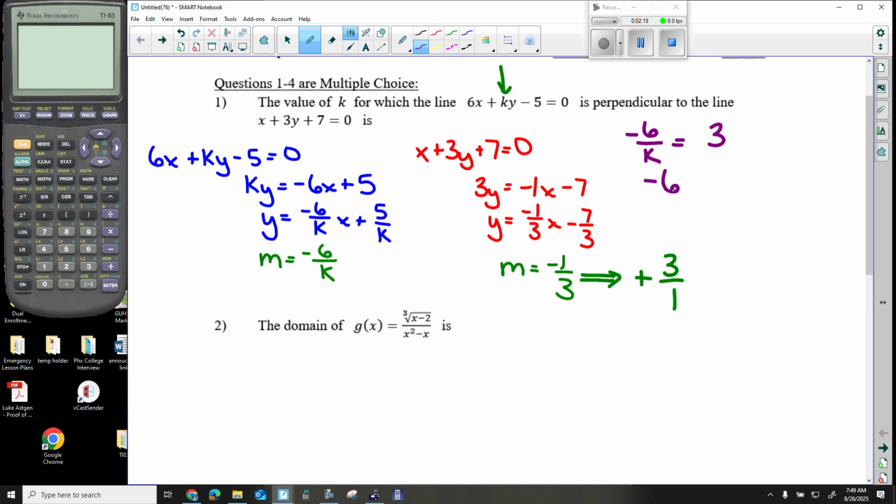Multiply by k, divide by 3. k is going to be equal to negative 2.